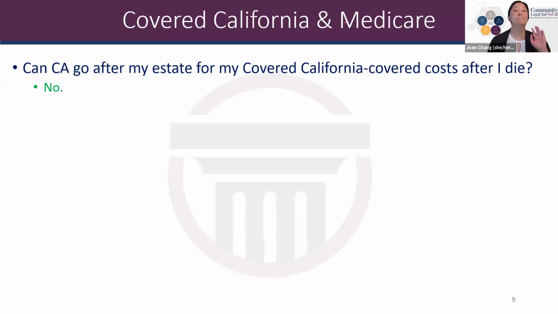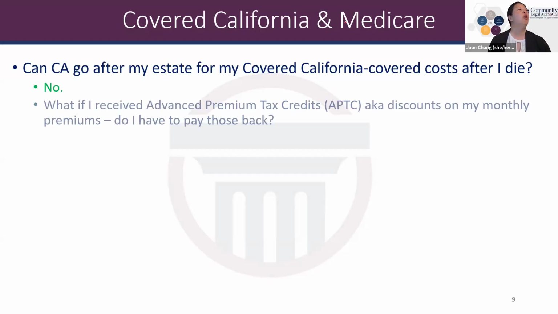So we're talking about Medi-Cal Estate Recovery, not Covered California Estate Recovery. There is no such thing as Covered California Estate Recovery. But the question is, what if I received APTCs, which stands for Advanced Premium Tax Credits, what I like to call discounts on monthly premiums? What if I receive these? Do I have to pay these back after I pass away? The answer is no. There is no such thing, like I said, as Covered California Estate Recovery.